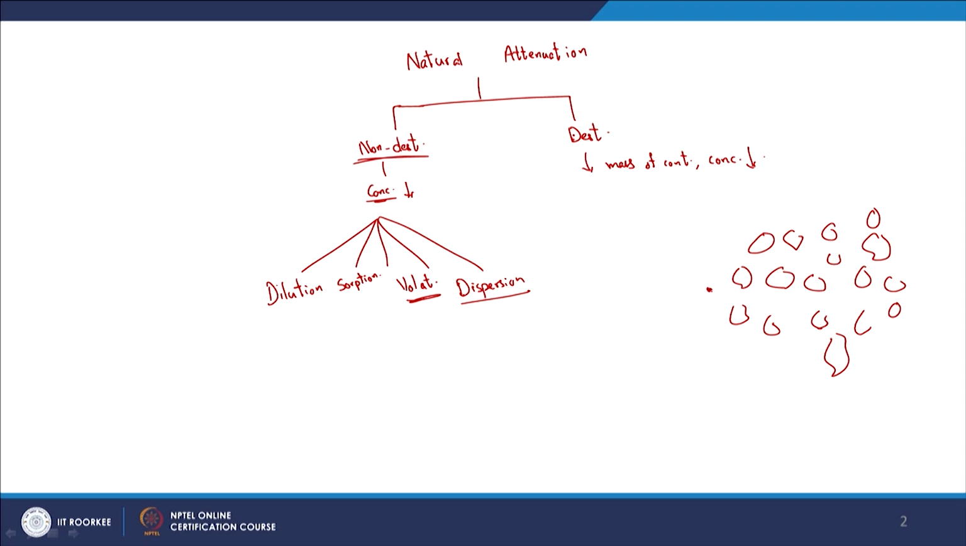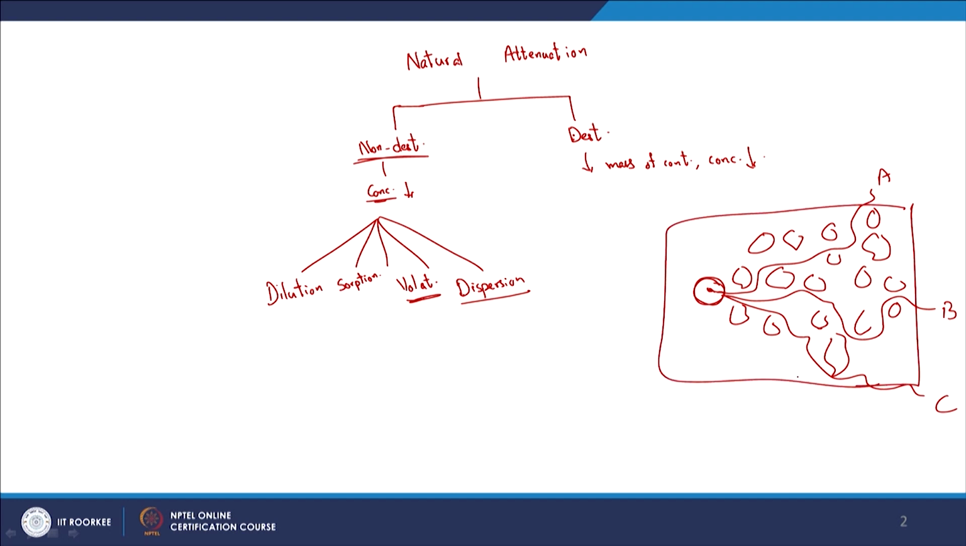and particle A enters here, it can move in various directions, or various paths, pardon me. So a compound starting at the same location ends up at A, B and C locations, right. Why is that? Because of the tortuous path that it takes as it traverses this particular soil, or the subsurface media here.